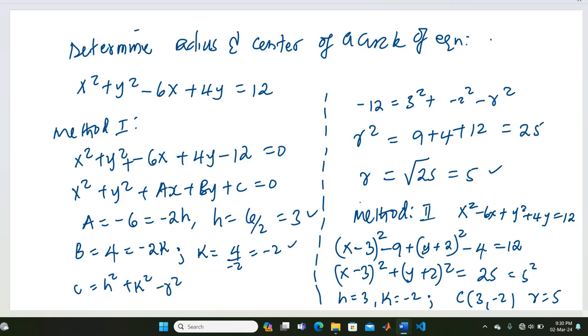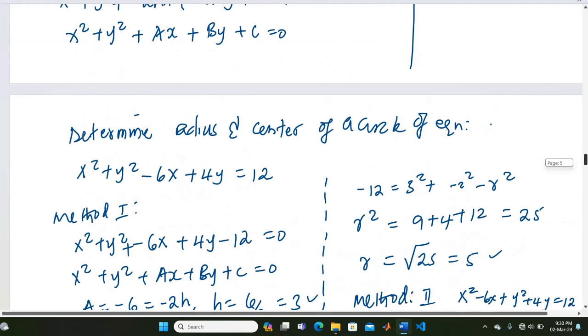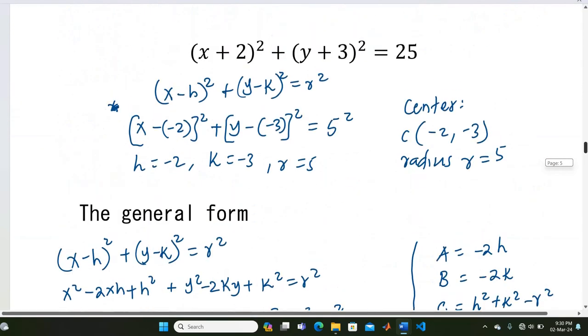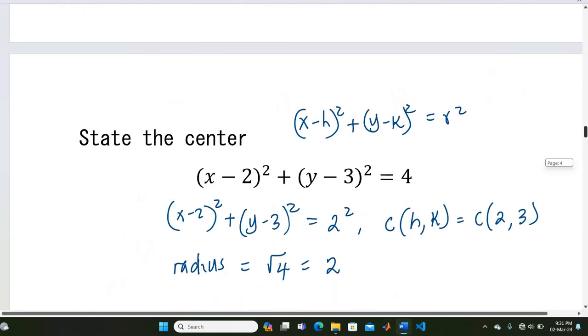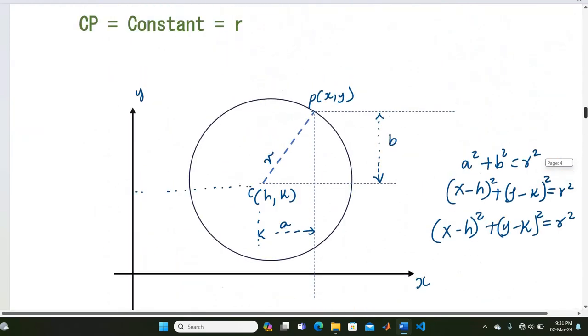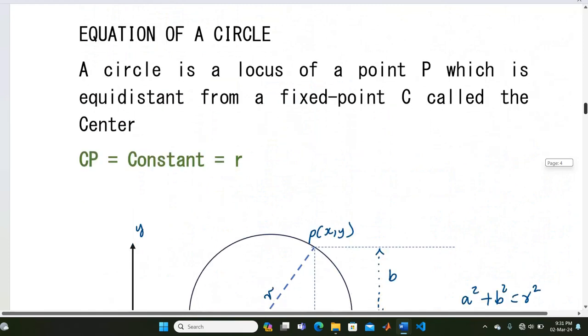So, ladies and gentlemen, given this kind of information, you are able to determine any kind of equation of a circle. As long as it is a circle, with this information, you can determine the equation of the circle.